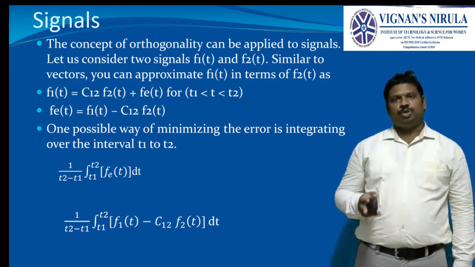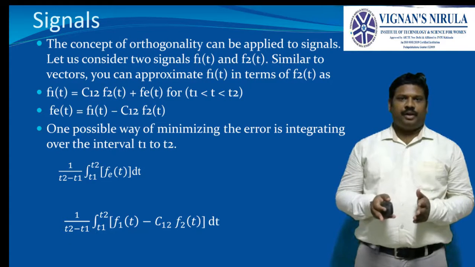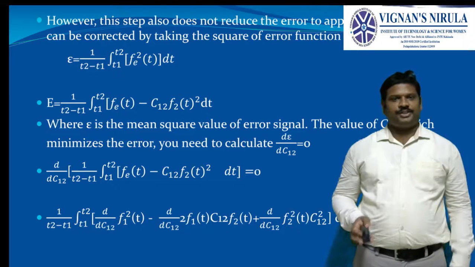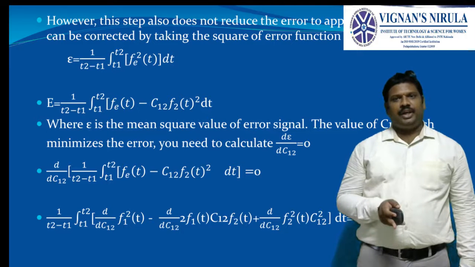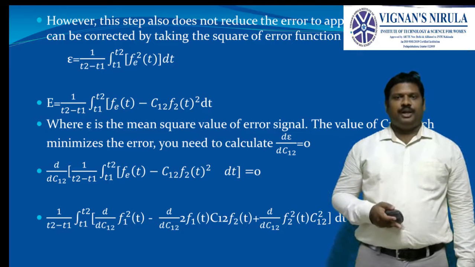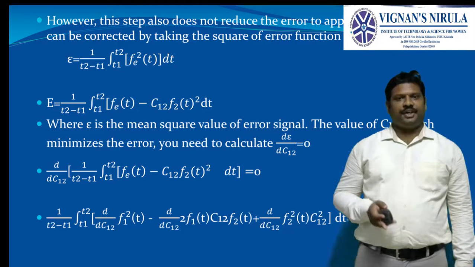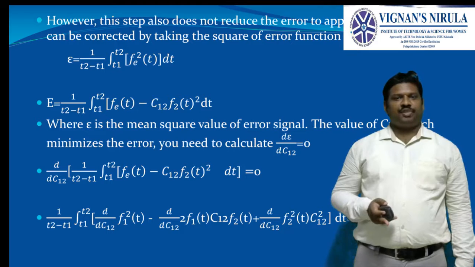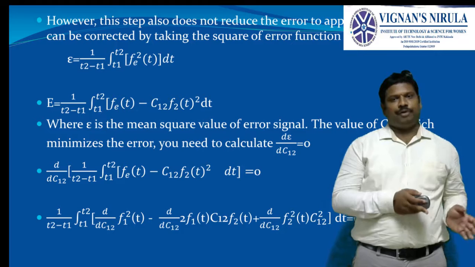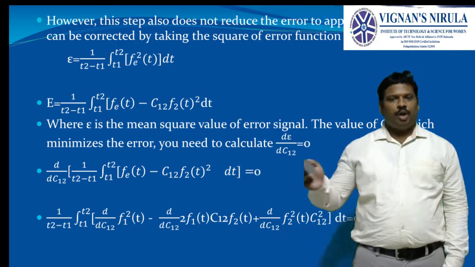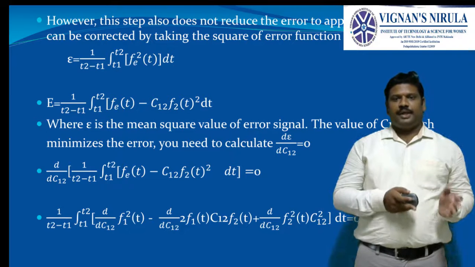Hence, to prevent the positive and the negative values from cancelling and to get a finite error, we'll take another choice of calculating the error, that is our mean square error, where we take the square of the error function. That is E is equal to 1 by t2 minus t1 integral of t1 to t2 fe square of t dt, where fe of t will be f1 of t minus c12 into f2 of t, whole square. This whole square can be expanded in the fashion of a minus b whole square.